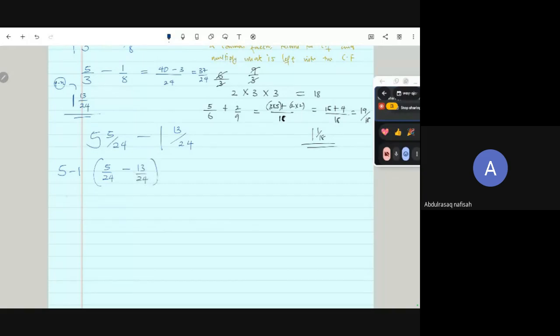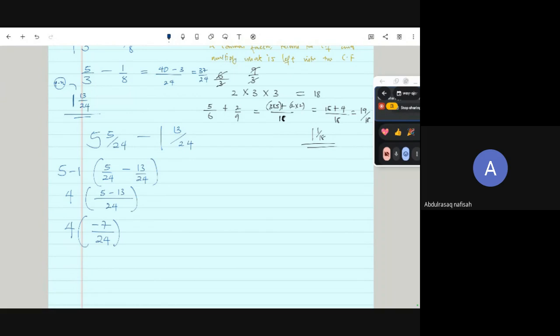So 5 minus 1 gives us what? It gives us 4. Now here, the LCM is the same thing, 24. So just pick 24 and subtract 5 minus 13. 5 minus 13 is what? Minus 7 over 24. In this mathematics, 5 minus 13 is not impossible, it's minus 7.